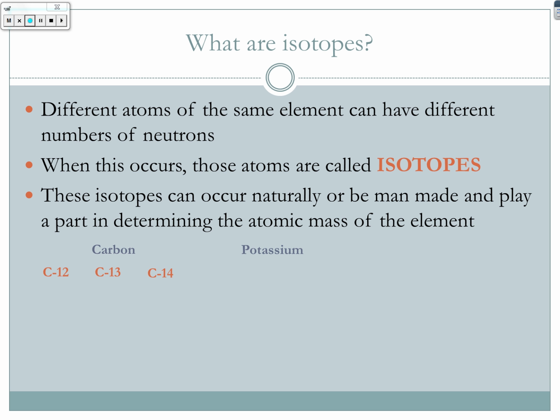Potassium has many different isotopes. It has potassium-39, potassium-40, and potassium-41. With potassium's atomic number being 19, that would mean that potassium-39 has 20 neutrons, potassium-40 has 21, and potassium-41 has 22 neutrons.